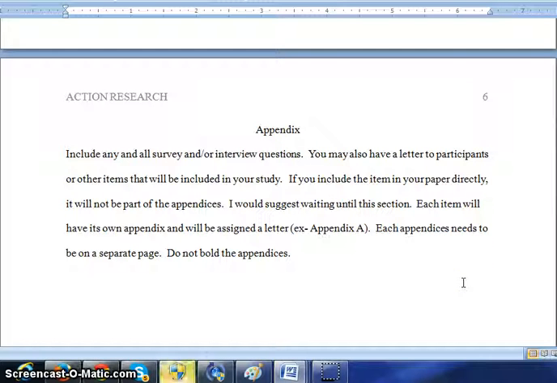Each item will have its own appendix and will be assigned a letter, Appendix A, B, C, and so forth. And each appendix needs to be on a separate page. Do not bold this area. If you talk about the survey, the letter that you'll write home to parents, or interview questions that you're going to submit, always put in parentheses next to that what appendix it is.